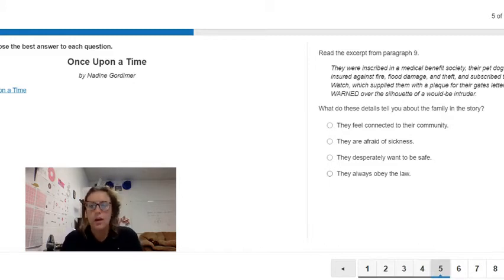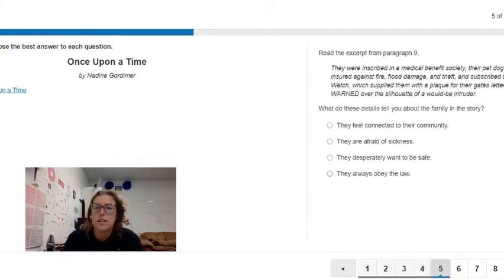I'm not sure. Okay, so what do these details tell you about the family in the story? There's really only one right answer here. We probably think they don't feel connected to their community, right? They have a big sign, stay away from us, don't come in, they're afraid of sickness. Maybe. Okay, the Medical Benefit Society just means they have insurance, right? That's an older way of saying that. But they were also insured against fire, flood damage, theft, neighborhood watch. Okay, so all of that. So it's more than just sickness, right?